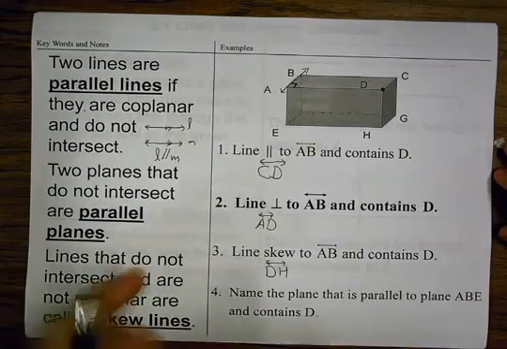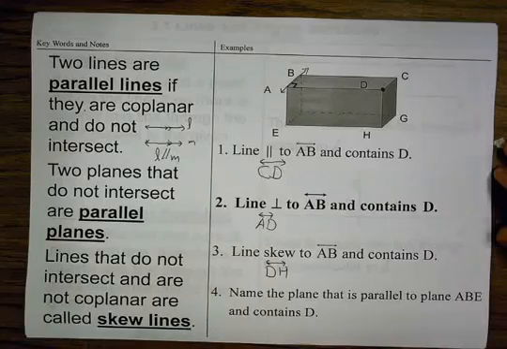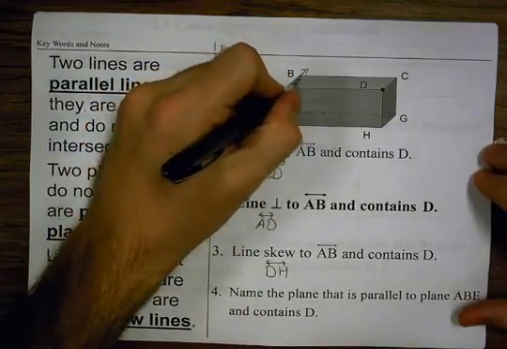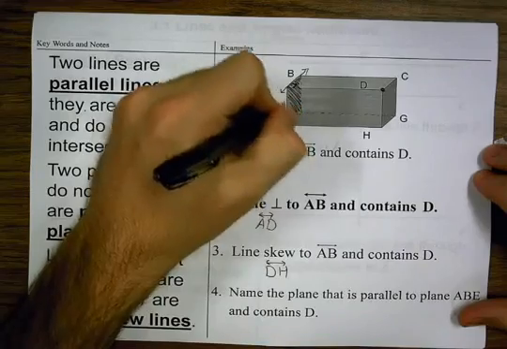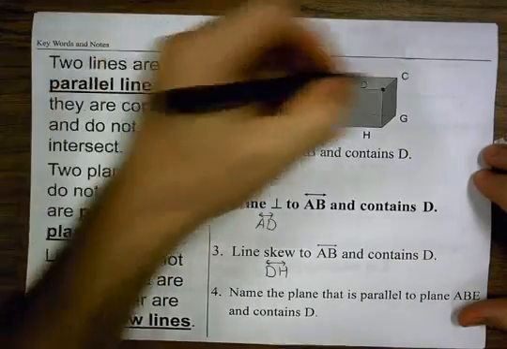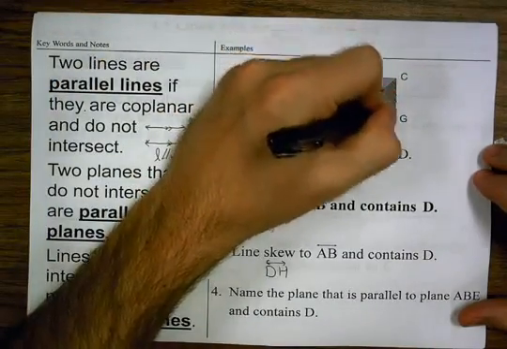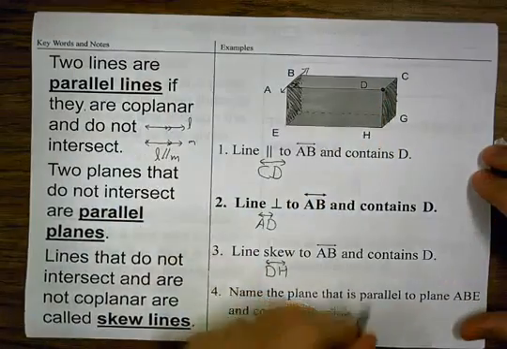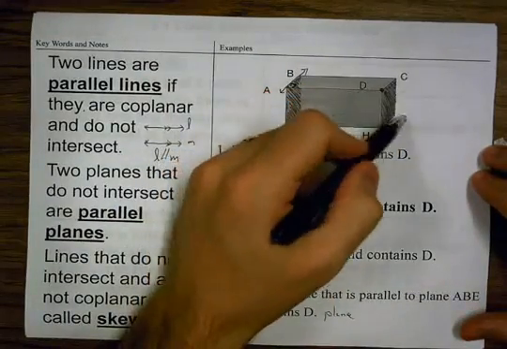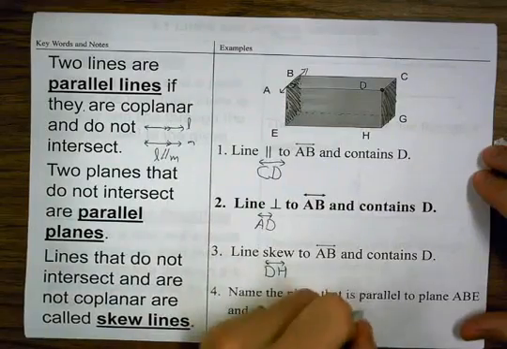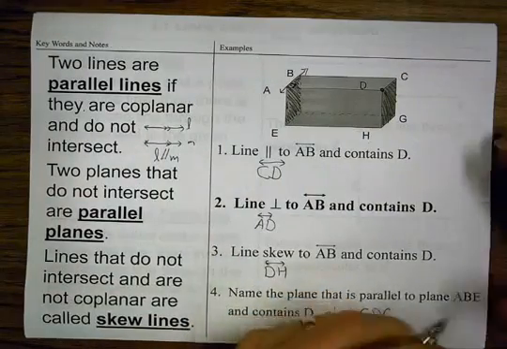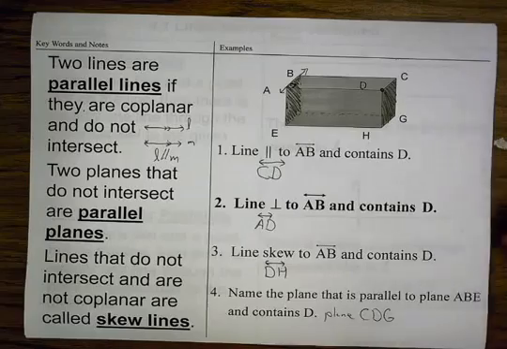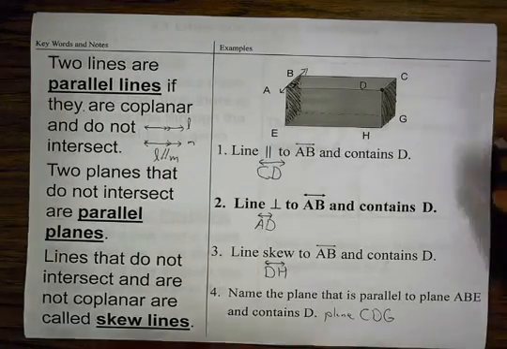Last, we need to name a plane that is parallel to plane ABE and contains D. Plane ABE is this wall we have over here. A parallel plane to that would be the right wall. And we can name that plane using really any three letters of D, C, G, and H. So how about we just say CDG? But again, any three of those four letters named together would be the plane.